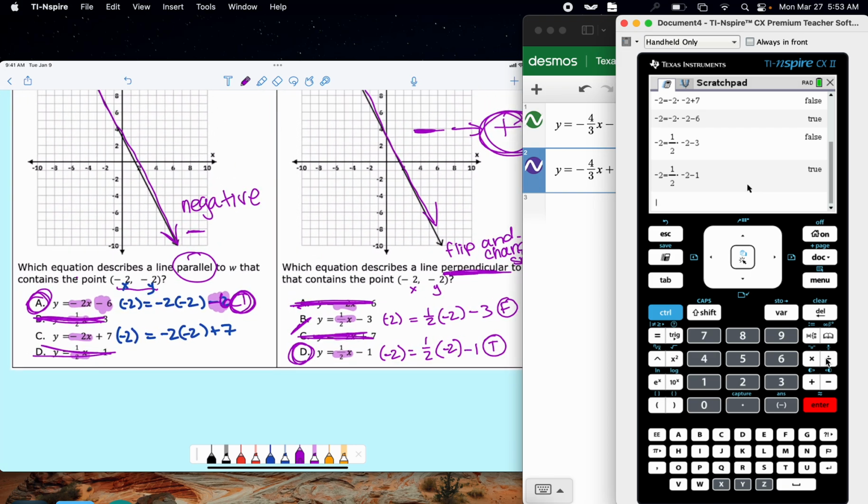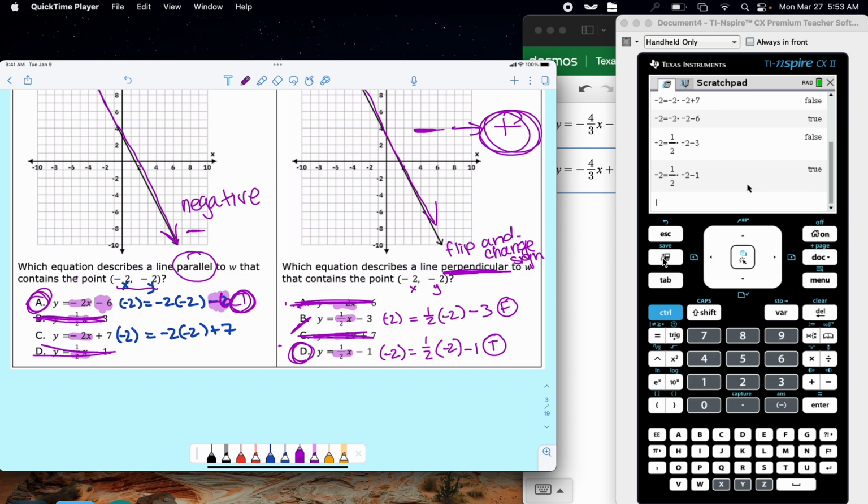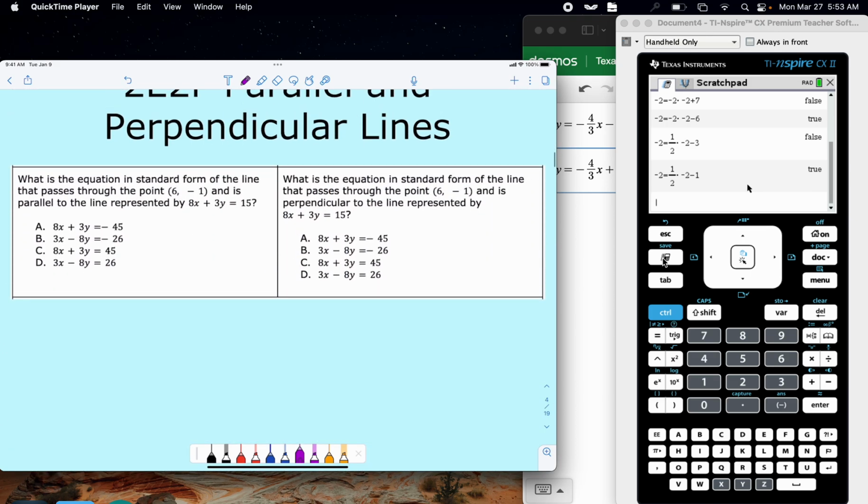If you would have done this question together, and just done true and false, you would have gotten true for A and D. That is why it is so important to know the definitions of parallel and perpendicular. So, one more. This is very important. Definitions. What is the equation in standard form of a line that passes through the point 6, -1 and is parallel to the line represented by 8x plus 3y equals 15?